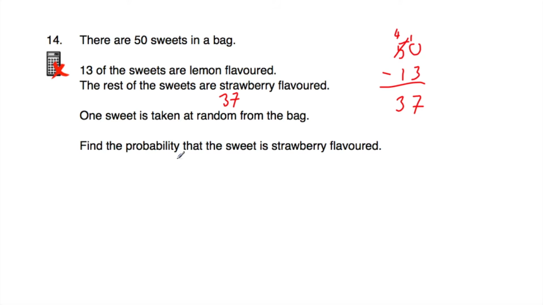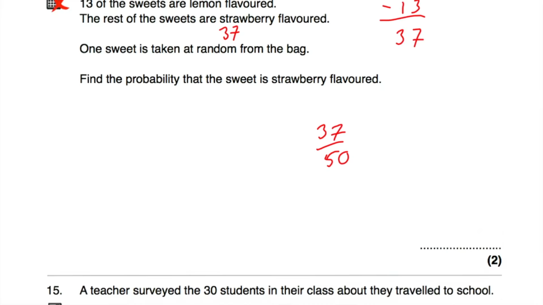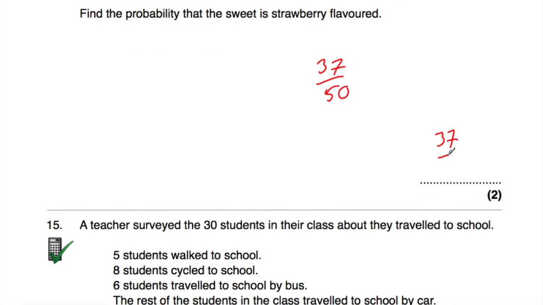Now we've been asked to find the probability that this sweet that's taken at random is strawberry flavoured. So that'd be 37/50ths, because 37 of the 50 sweets are strawberry. And that's it. That fraction can't be cancelled down. So that's our answer, 37/50ths. Let's just write that down, 37/50ths.